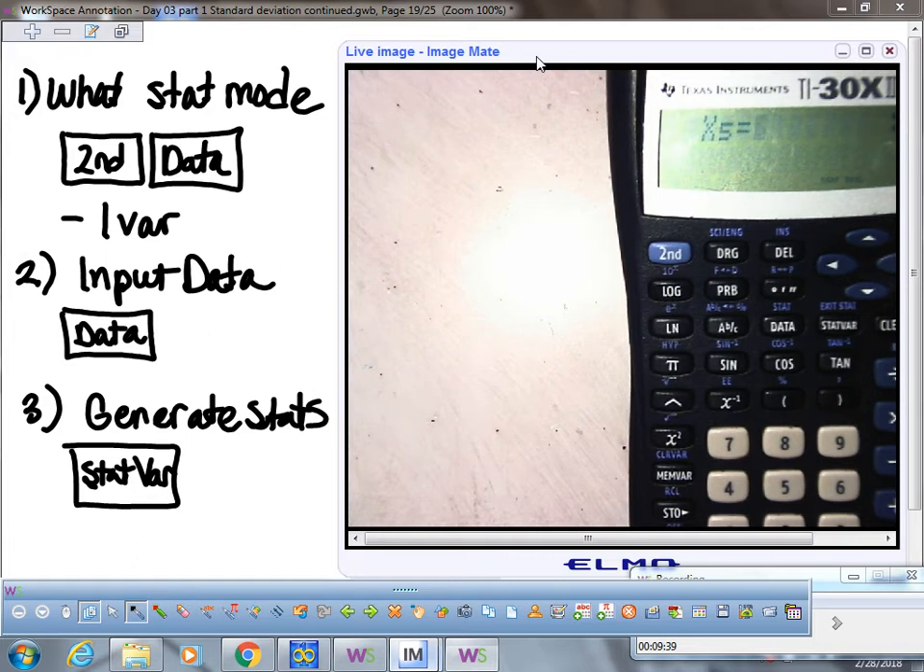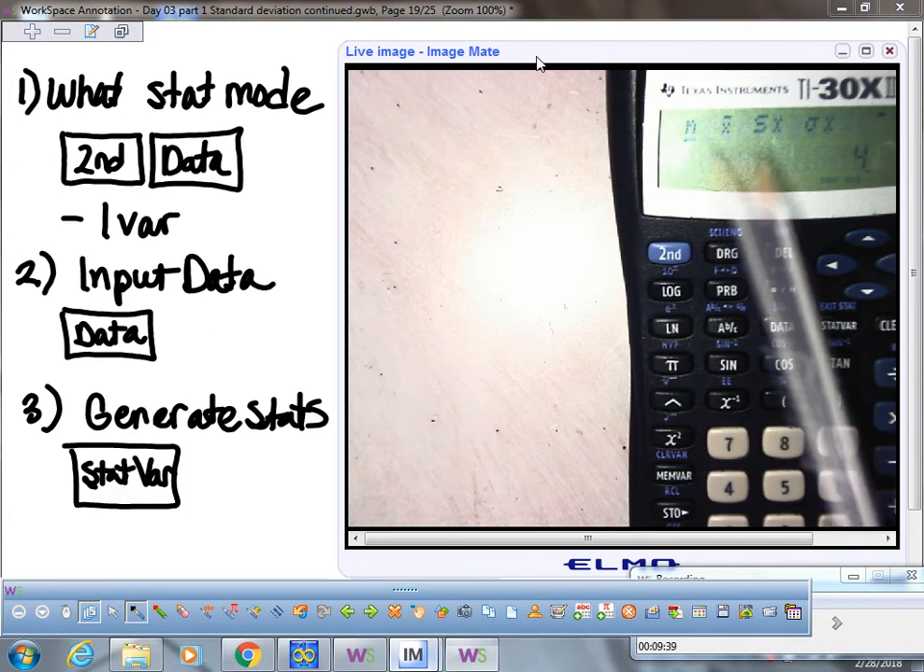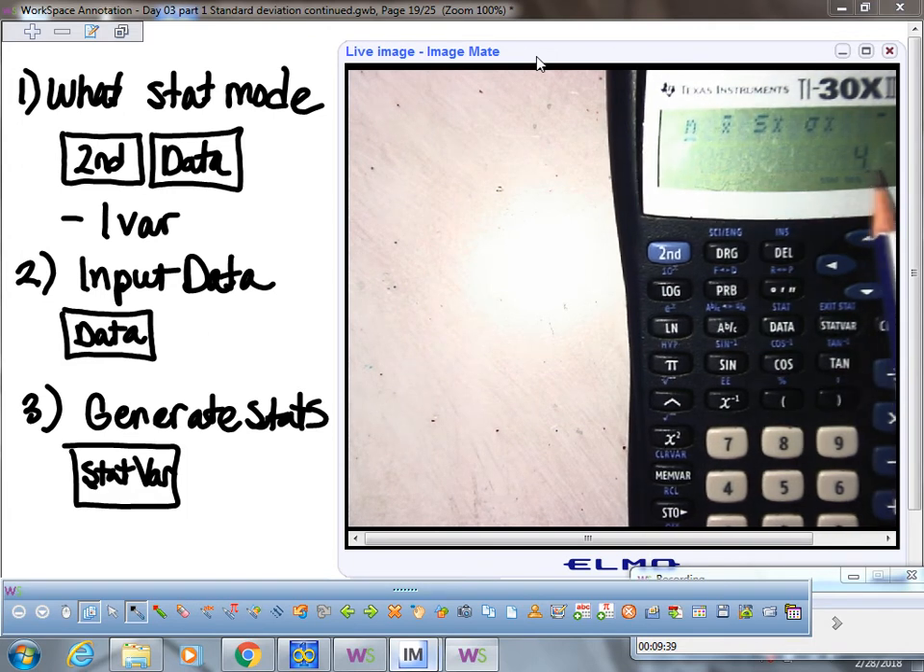So generating stats is by hitting stat var right here. So now it tells me the number I have. That's important. You need to make sure you only have 4 pieces of data in there. All right? Next, I can scroll over and that gives me my x-bar or my mean, which is 2.5. And next, if I scroll over one more time, that's going to give my standard deviation, which is 1.29. Okay?